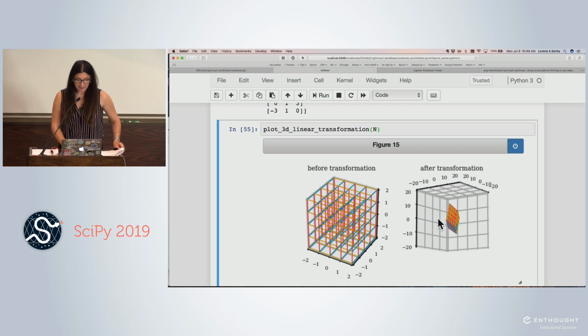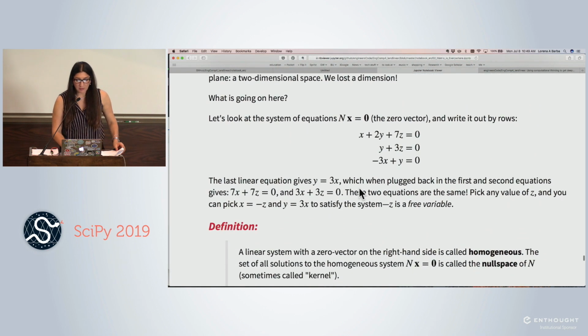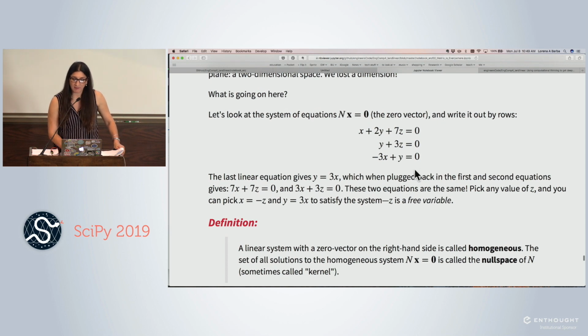What is going on here? Well, if you look at the linear system of equations, and let me go back here. If you were to look at the linear system of equations with the zero vector on the right-hand side, and you were to write it out by rows, you would be able to manipulate these three equations to realize that the last equation gives you y equals 3x.